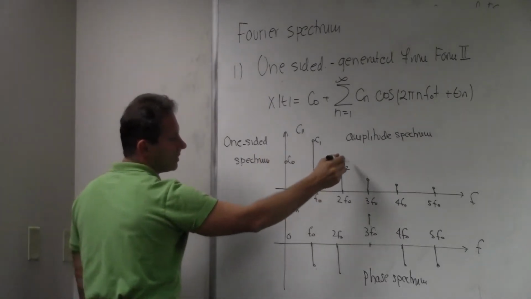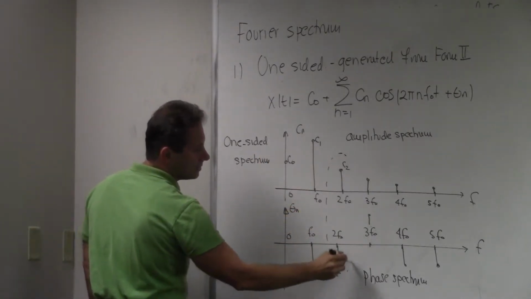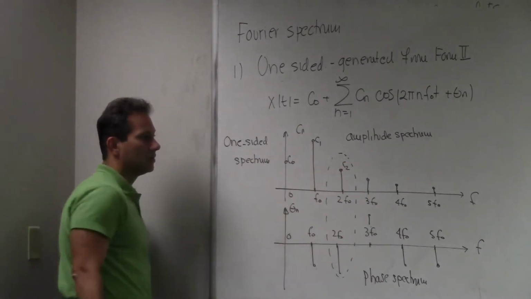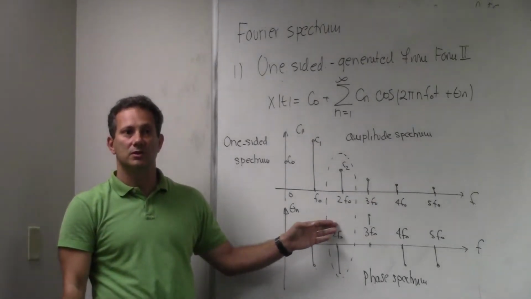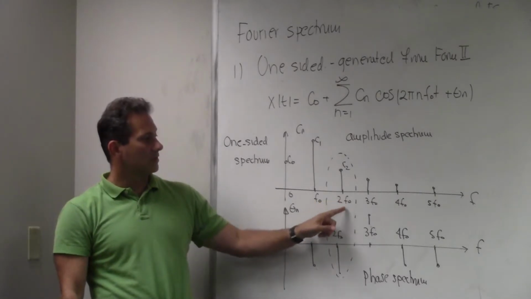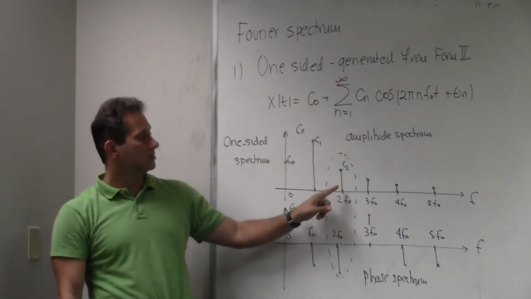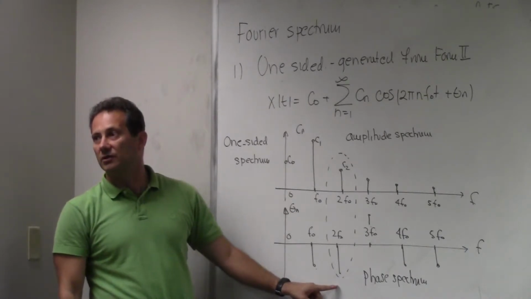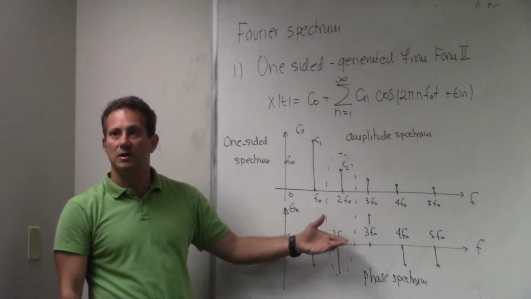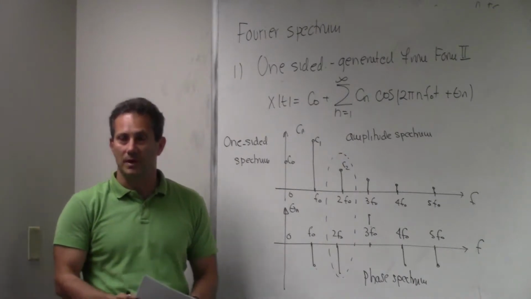Each one of these components represents the magnitude and phase of a sinusoid, but you also have frequency information for the sinusoids as well. If the frequency of the sinusoid is 2f0, its magnitude is c2, and its phase is equal to theta 2. So you have all of the information here representing a signal in a visual manner.